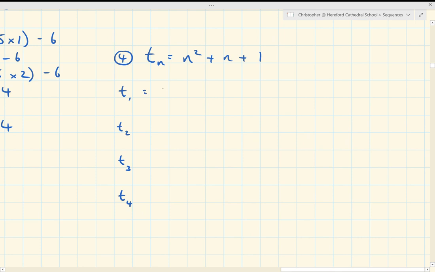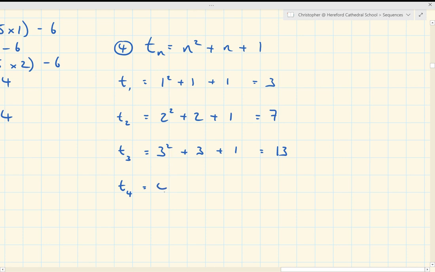Right, the first term would be 1 squared plus 1 plus 1, which would be 3. The second term would be 2 squared plus 2 plus 1, substituting 2 in instead of n, which would be 7. The third term would be 3 squared plus 3 plus 1, which is 9 plus 3 is 12, plus 1 is 13. And the fourth term would be 4 squared plus 4 plus 1. 4 squared is 16, plus 4 is 20, gives me a fourth term of 21.